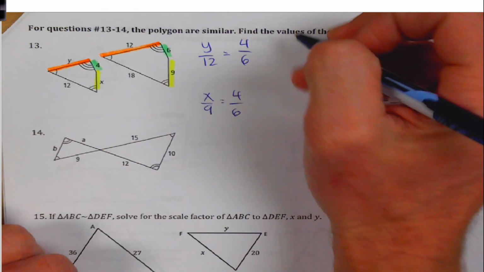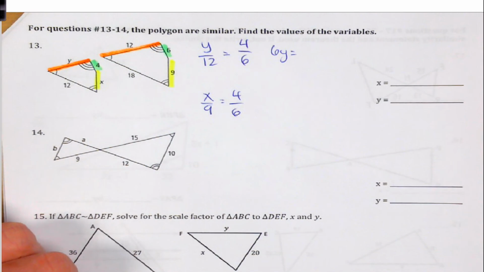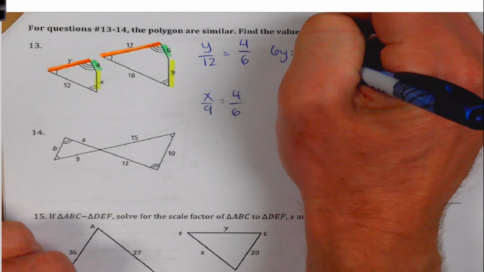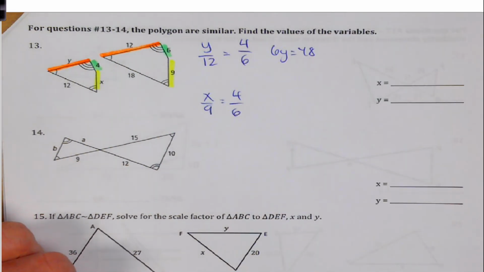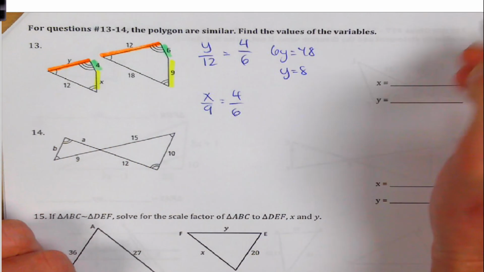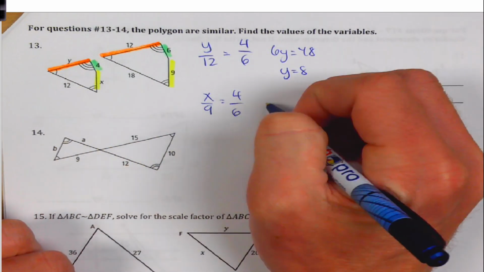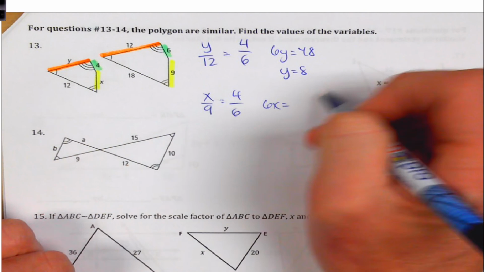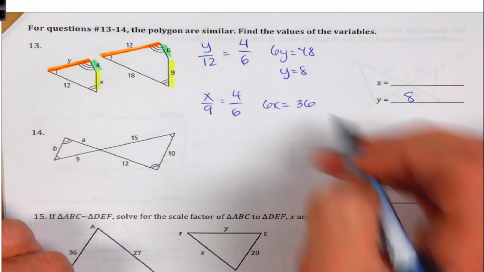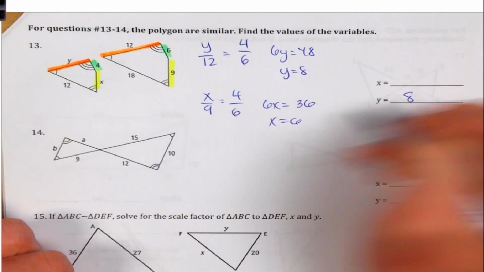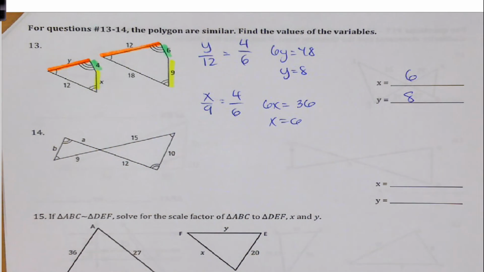So we're going to cross multiply, we get 6y equals 4 times 12, I believe is 48. Divided by 6, and we get y equals 8. And then cross multiply here, we get 6x equals 4 times 9 is 36, I believe. Divided by 6, x equals 6 right there.